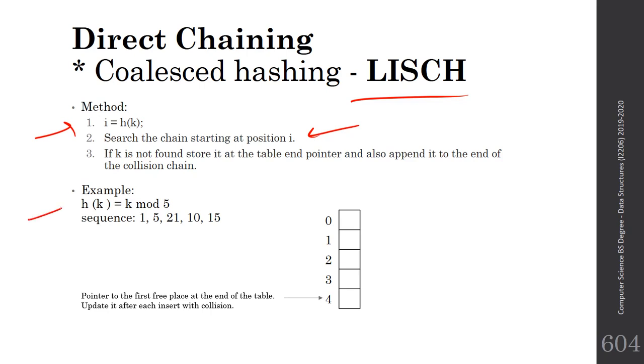Here we have the hashing function h(k) equal to k modulo 5, and we need to add these 5 elements in sequence. First I will start with 1. 1 modulo 5 is equal to 1, so I will place it. 5 modulo 5 is equal to 0 and it's empty. 21 modulo 5 is equal to 1, and 1 is occupied, so I need to place it at the end of the table. I'll place 25 at 4, and I will link it to 21.